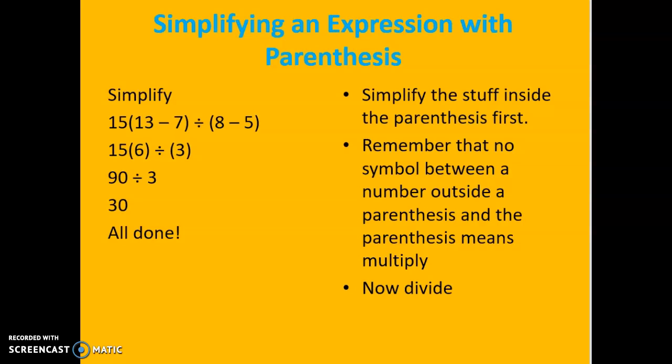So, what is 13 minus 7? Well, that's 6. You see that down there. And then what is 8 minus 5? And you see 3. Now then, we have 15 times the 6 divided by 3. Well, order of operations says to do multiplication and division as it appears from left to right. So I see that we have the multiplication first. So 15 times 6 gives me 90. And then divided by 3 gives me the 30.